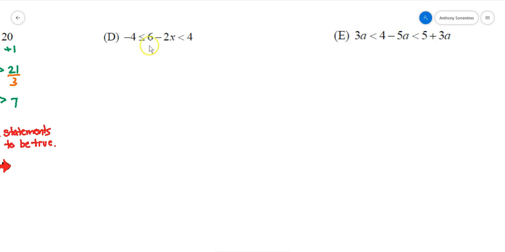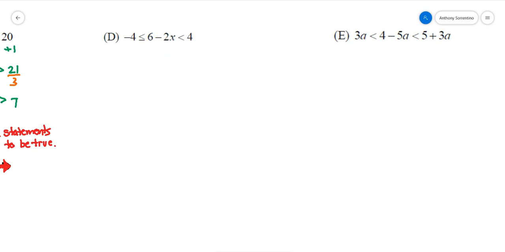This one I can handle pretty easily by doing something similar to what I did with the rest of them. This basically is saying that 6 minus 2x is between negative 4 and 4, including the negative 4, but not including the positive 4. So what I want to do is solve this so that I have x in the middle. So what I want to do is isolate x in the middle.